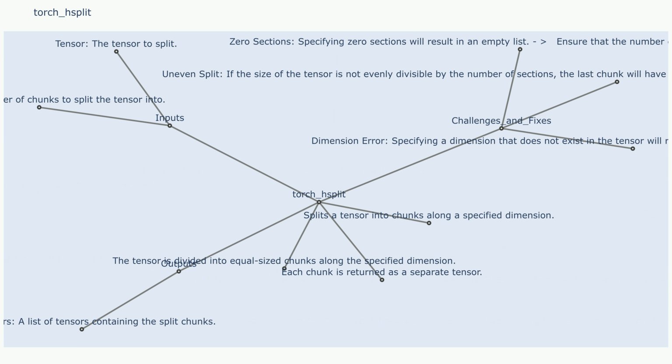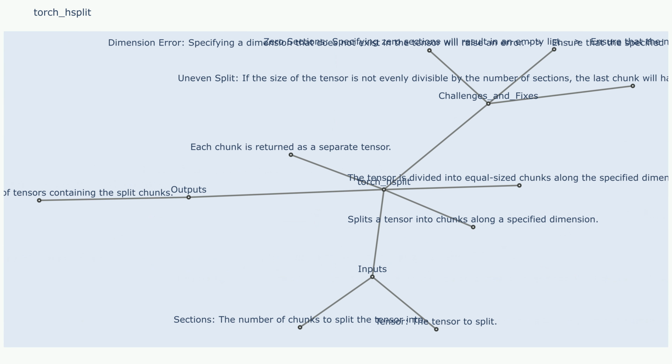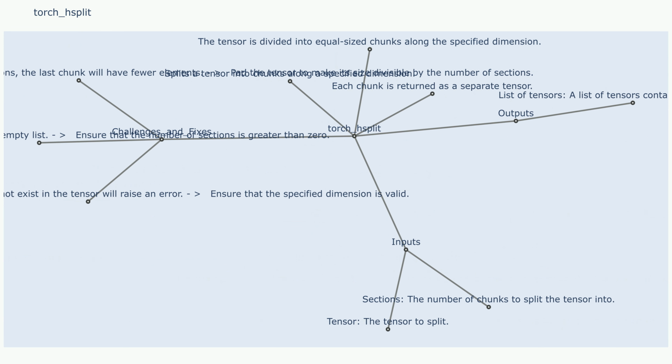This is especially useful for manipulating data where each column represents a distinct feature or variable. Inputs. Tensor input. This is the input tensor that you want to split. It should be a multi-dimensional tensor. Sections, int or list of ints. Optional. This parameter defines how the tensor is split.